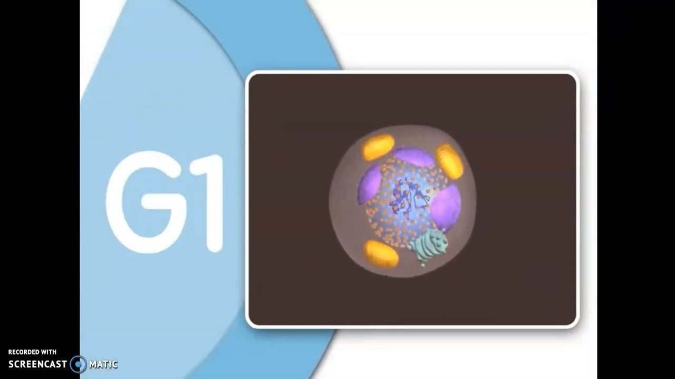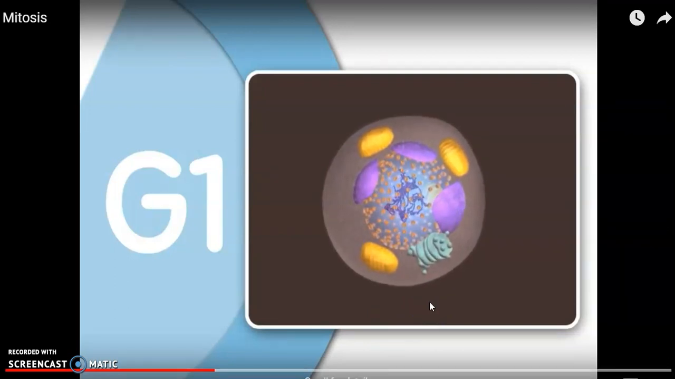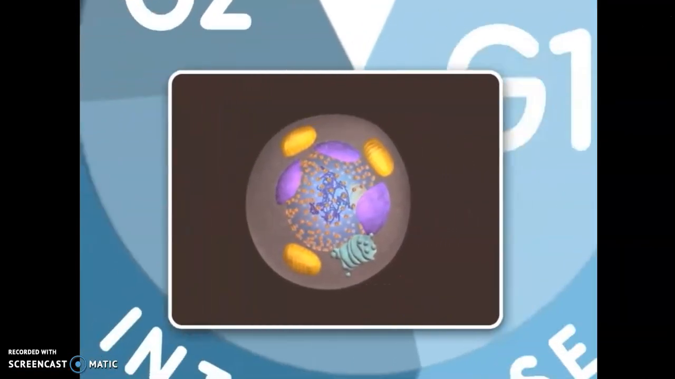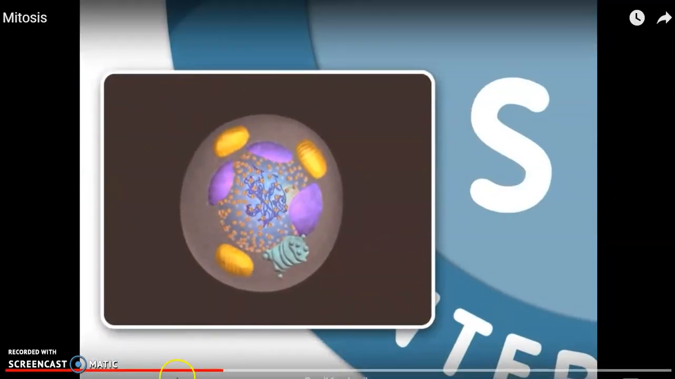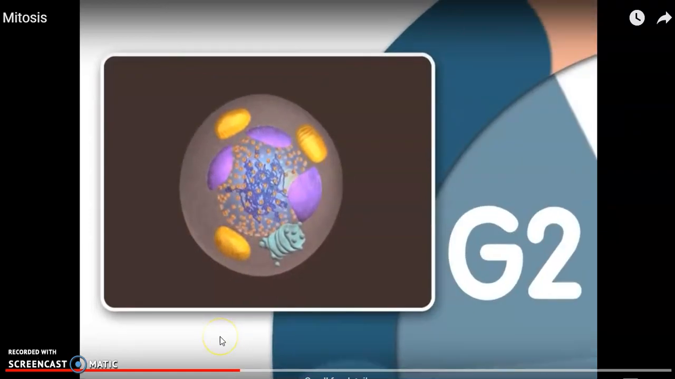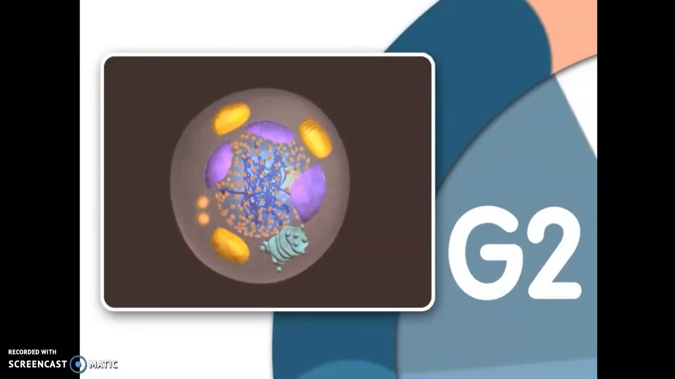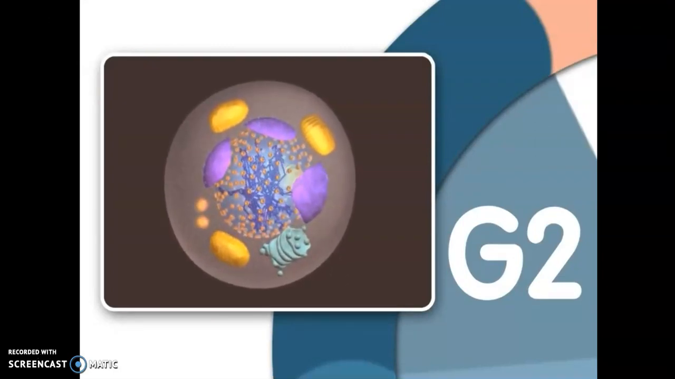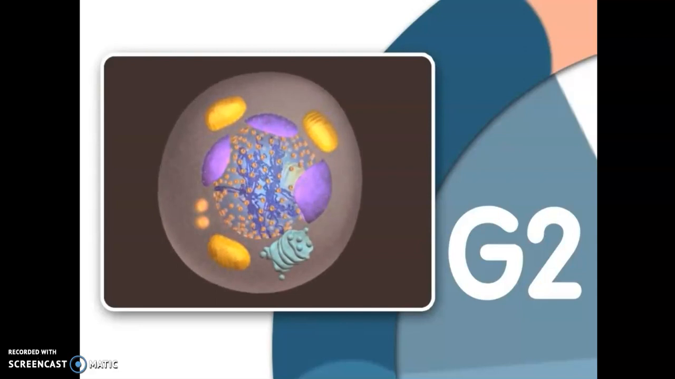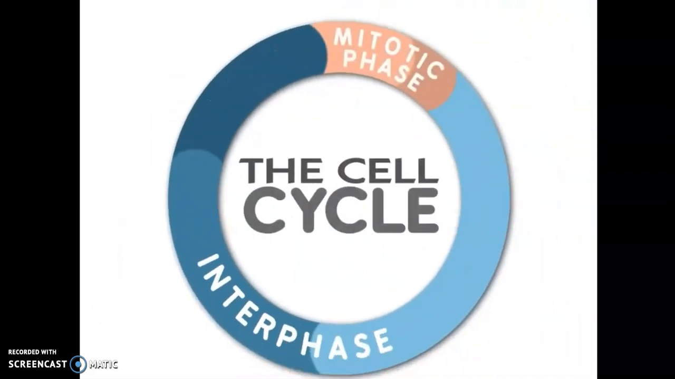In G1, the cell grows to nearly its full size and performs many of its specific biochemical functions that aid the organism. Next is the S, or synthesis phase. This is an important stage because it is during the S phase that DNA in the nucleus is replicated. The cell next enters another growth stage called G2, or gap 2. It is during G2 that the cell finishes growing. Once the cell has duplicated DNA in the nucleus and two centrosomes have appeared in the cytoplasm, mitosis can begin.